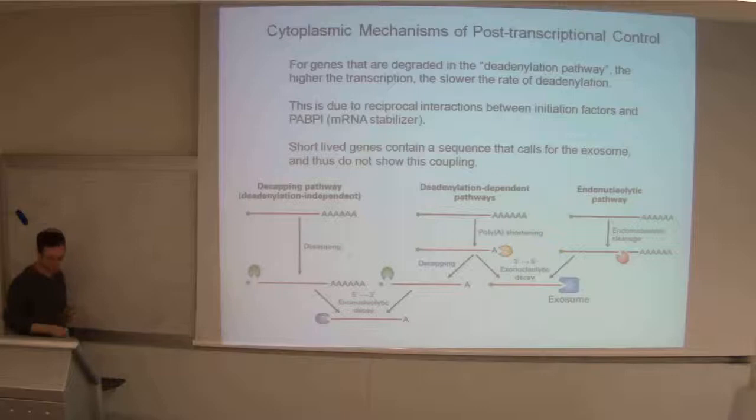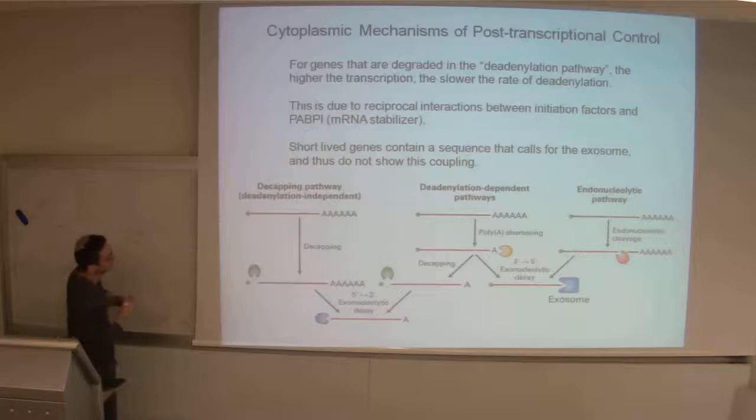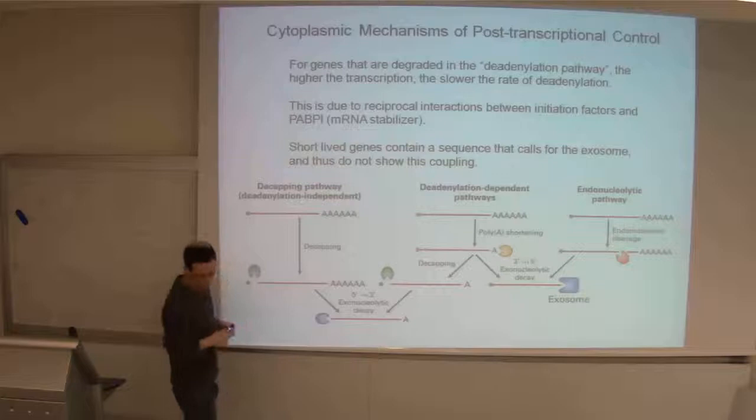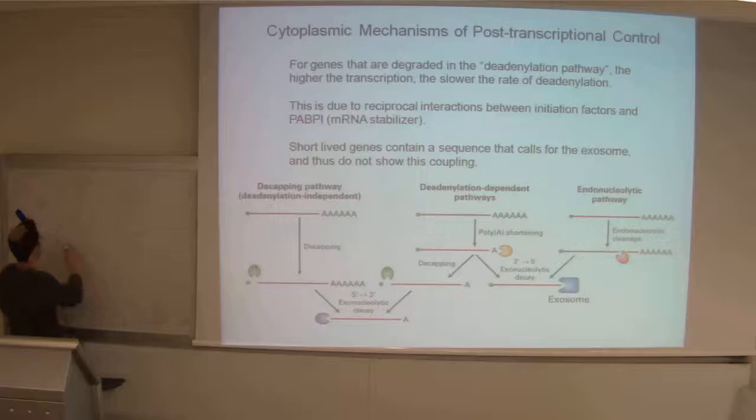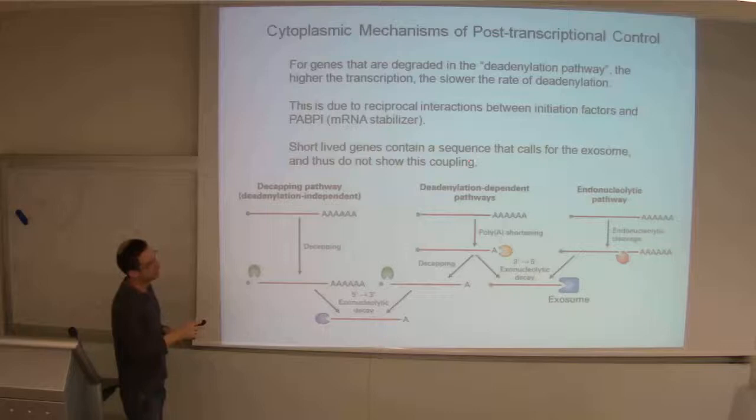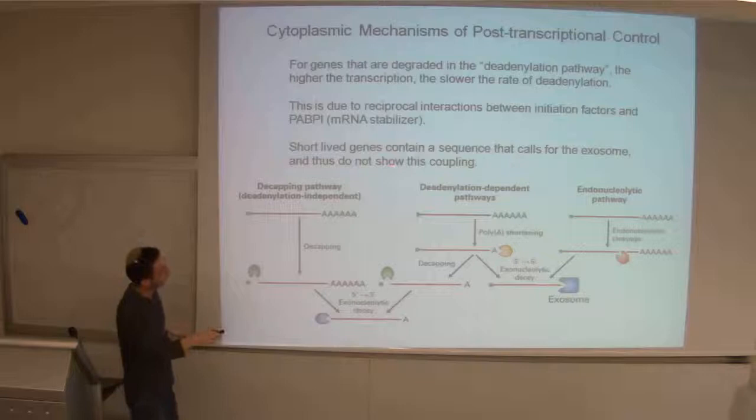But for some mRNAs, this coupling between transcription and degradation has to be uncoupled. For some short-lived genes, they are expressed in bursts, in which they can transcribe at a very fast rate, but then they are also degraded quite rapidly. The thing that uncouples the two is that they contain a sequence that calls for the exosome. This is a pathway that bypasses the slowly happening deadenylation pathway. So if they have a sequence that calls for the exosome, they will be very actively and rapidly degraded by the exosome.